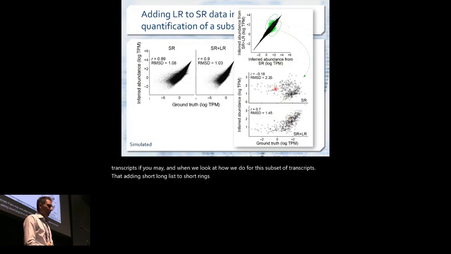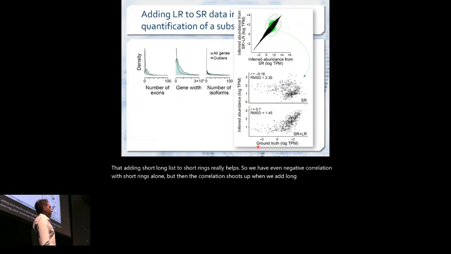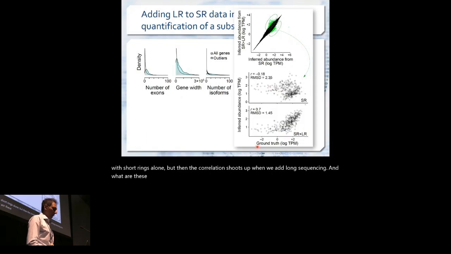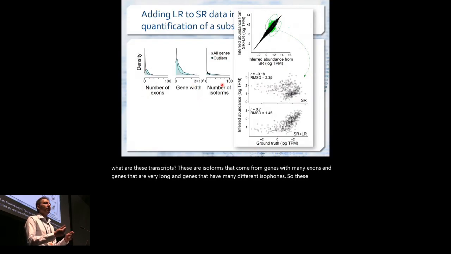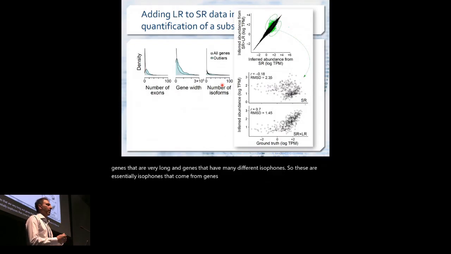So we have even negative correlation with short reads alone, but then the correlation shoots up when we add long read sequencing. And what are these transcripts? These are isoforms that come from genes with many exons, genes that are very long, and genes that have many different isoforms. So these are essentially isoforms that come from genes with complex splicing, which makes sense. It's difficult to resolve the ambiguities in these very complex genes, and we need long read data.